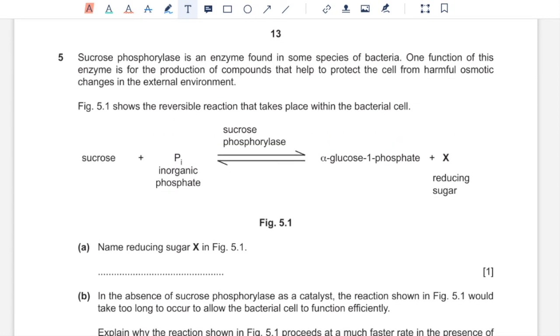5. Sucrose phosphorylase is an enzyme found in some species of bacteria. One function of this enzyme is for the production of compounds that help to protect the cell from harmful osmotic changes in the external environment. Figure 5.1 shows the reversible reaction that takes place within the bacterial cell. So we have a sucrose that is broken down to alpha glucose phosphate and a reducing sugar, which you are supposed to name. Sucrose is made up of glucose and fructose. That means X has to be fructose since the glucose is already present in the other product.